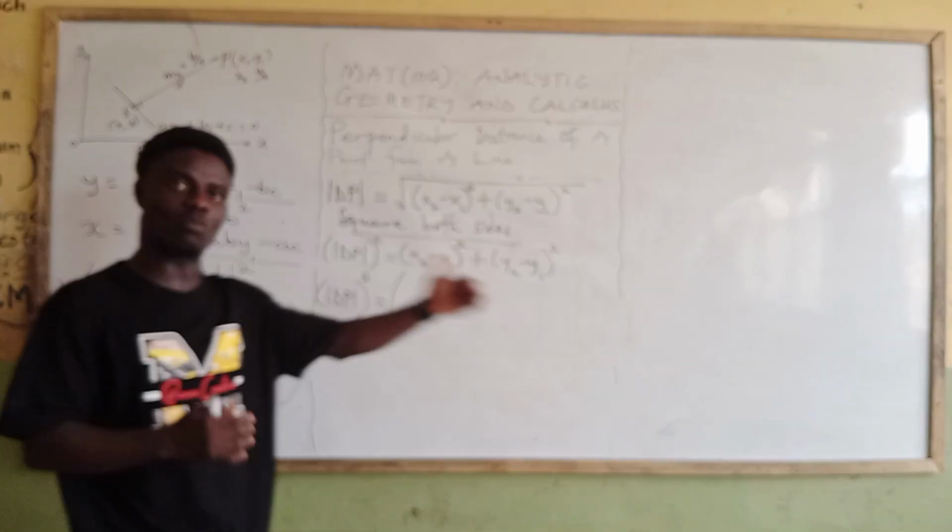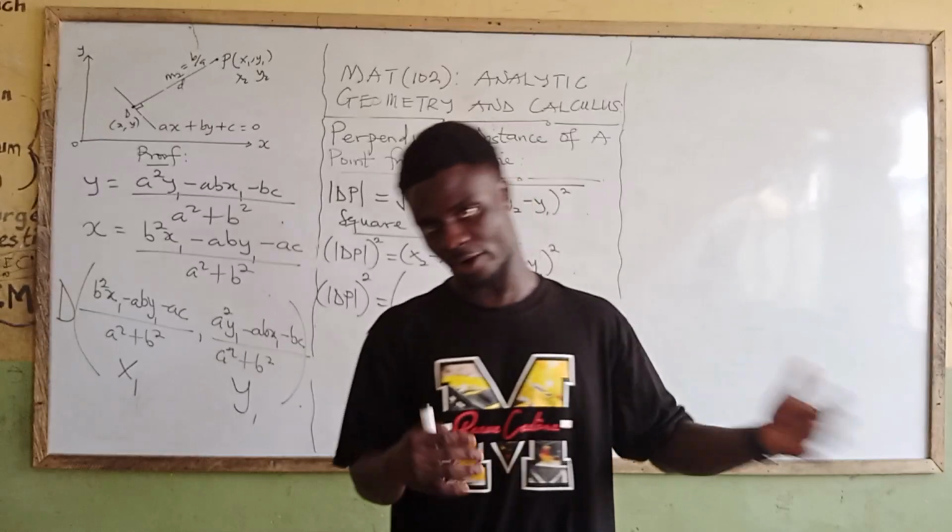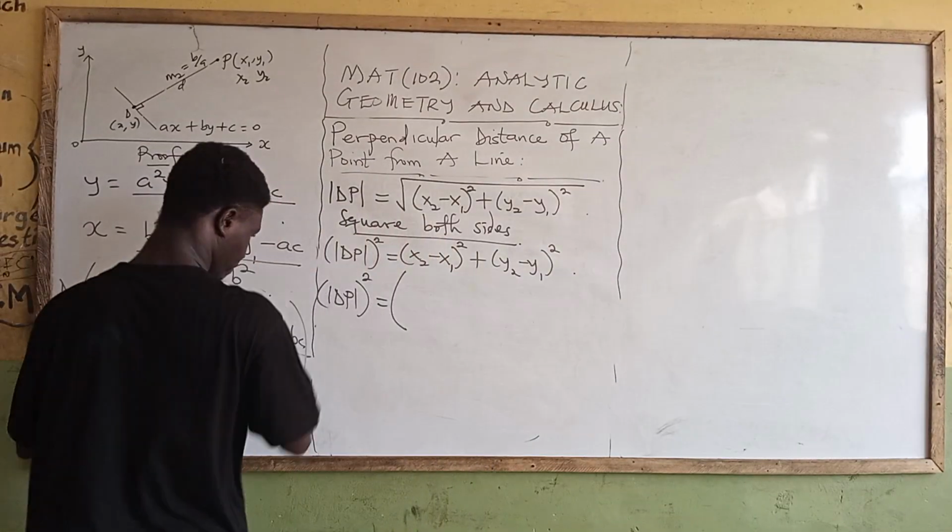Since the distance from Kumasi to Accra is the same as the distance from Accra to Kumasi, it's the same kilometers.